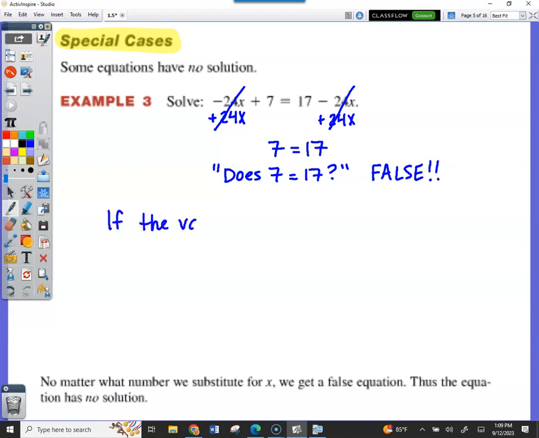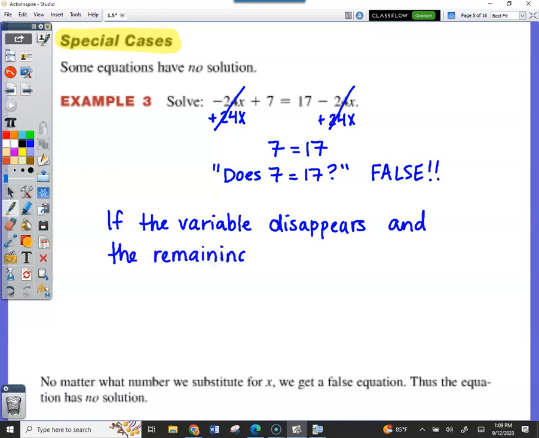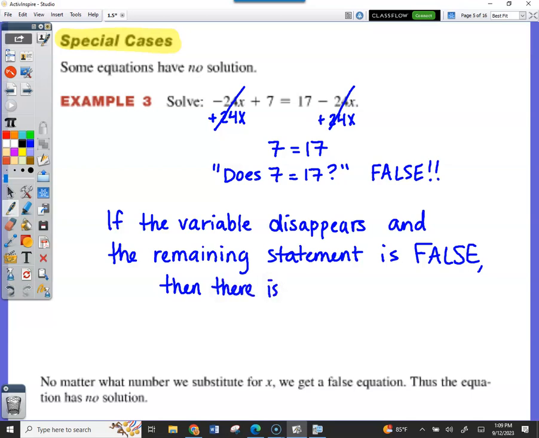If the variable disappears, and the remaining statement is false, then there is no solution.